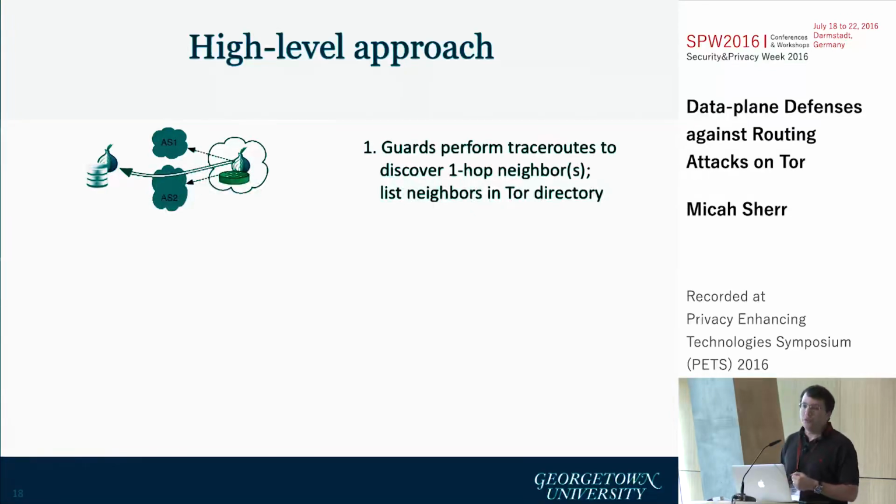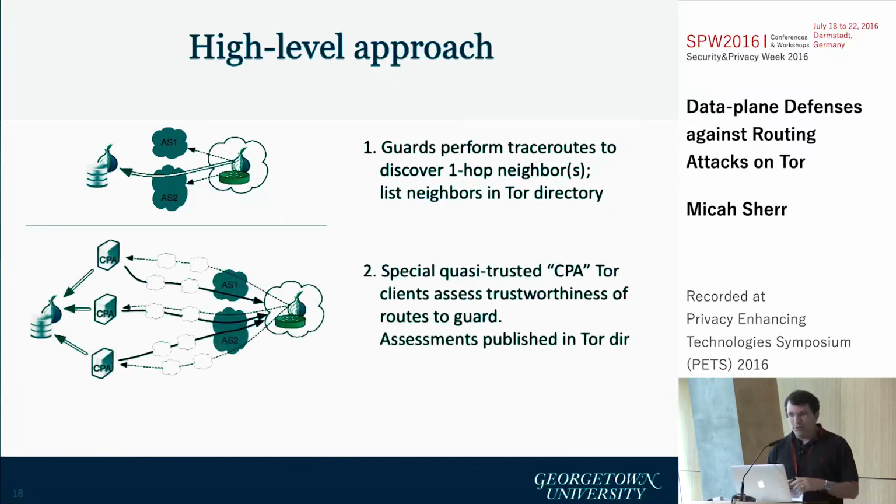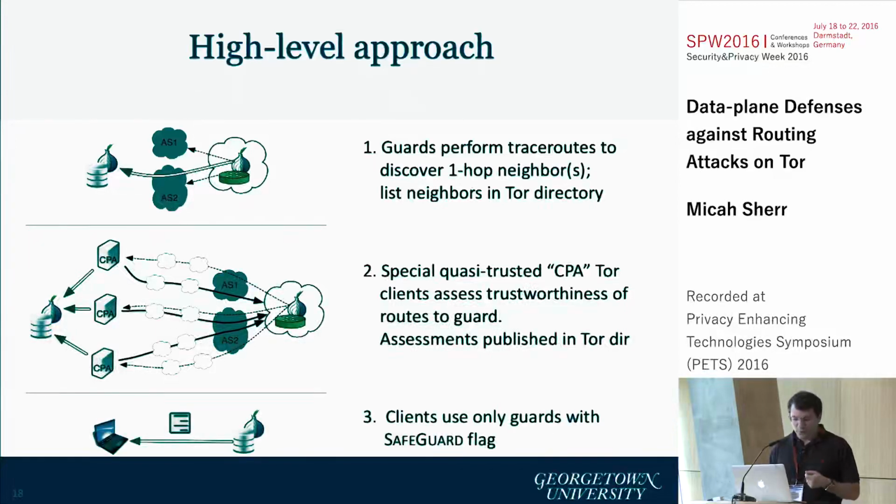They perform traceroutes to discover their one-hop AS neighborhood, and they attest to that neighborhood by including it in Tor descriptors, where we're going to leverage Tor's existing PKI, if you will, so that clients can authenticate that information. We're introducing these quasi-trusted CPA nodes. These are special Tor clients which assess the trustworthiness of routes to guards, and these assessments are going to be published in Tor directories. Based on their assessments, we're going to assign guards to either have a safeguard flag, in which case clients will decide to use them, or not have the safeguard flag, in which case clients should avoid their use.